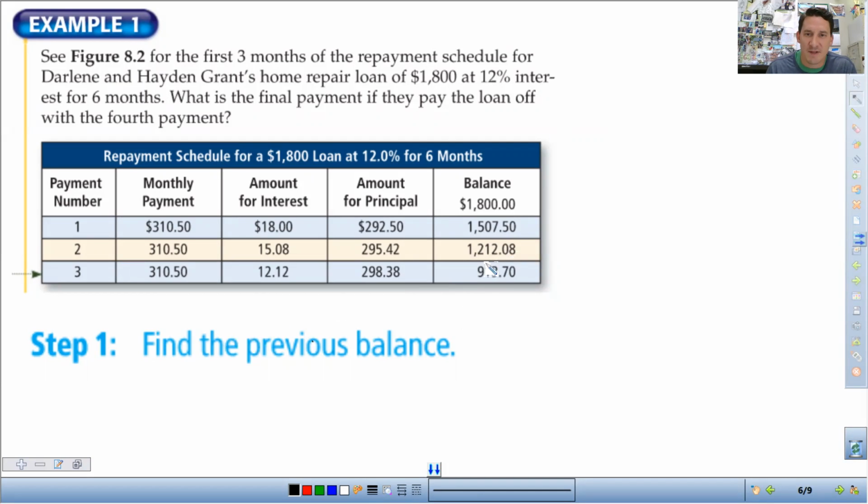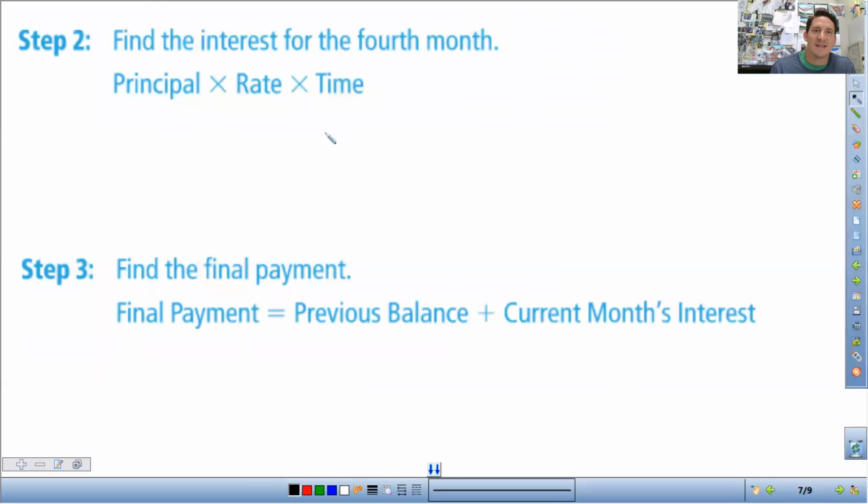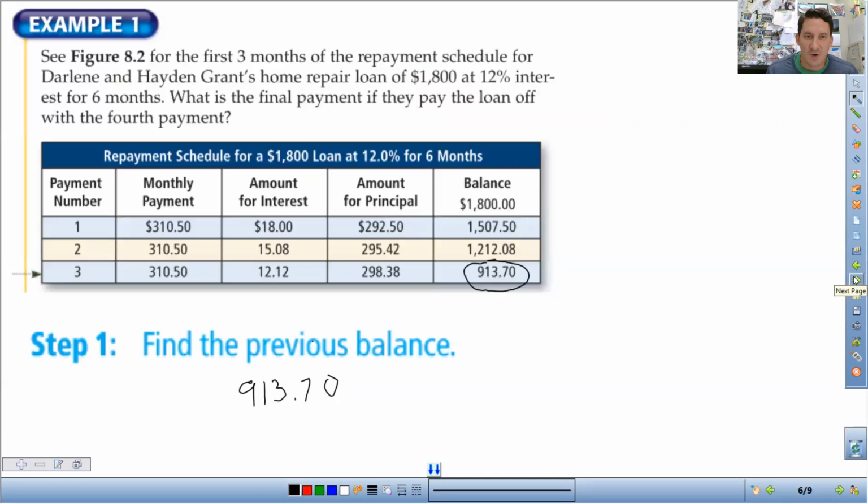Step one, you've got to find the previous balance. That's just going to be the last balance listed. So the previous balance is $913.70. The next step is to calculate the interest based on the previous balance. So that was $913.70, and I've got a 12% interest. We need that for the next slide too.